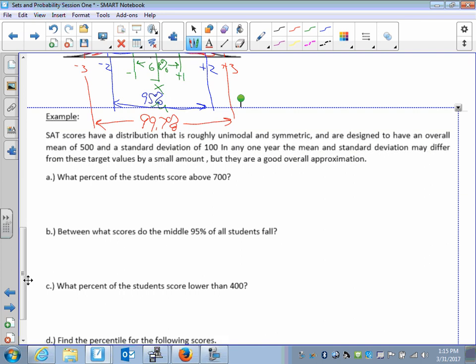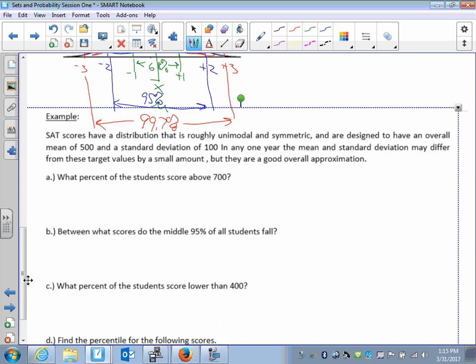You can tell that Miss Weaver teaches AP Stat as well, and are designed to have an overall mean of 500 and a standard deviation of 100. In any one year, the mean and standard deviation may differ from these target values by a small amount, but they are a good overall approximation. What percent of students score above 700?